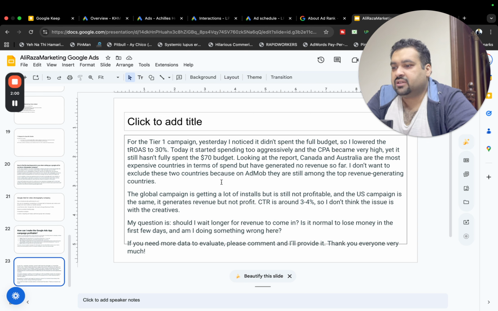The global campaign is getting a lot of installs, but it is still not profitable. The US campaign is the same. It generates revenue but not profit. CTR is around 3 to 4%, so I don't think the issue is with the creatives. My question is, should I wait longer for revenue to come in? Is it normal to lose money in the first few days? And am I doing something wrong here? If you need more data to evaluate, please comment and I will provide.